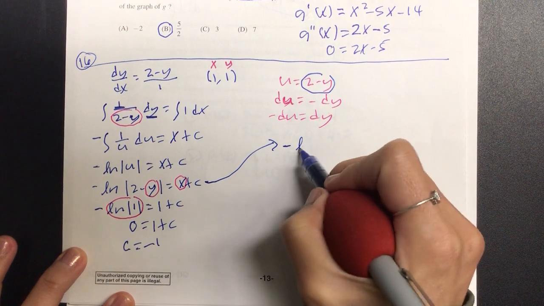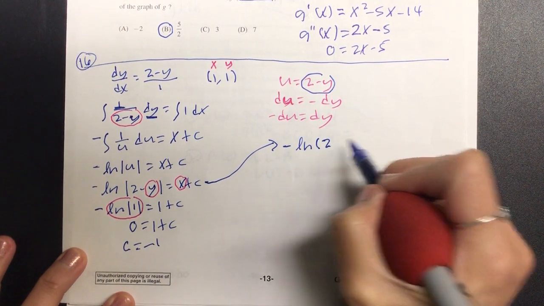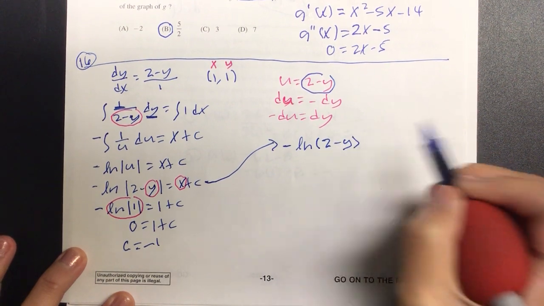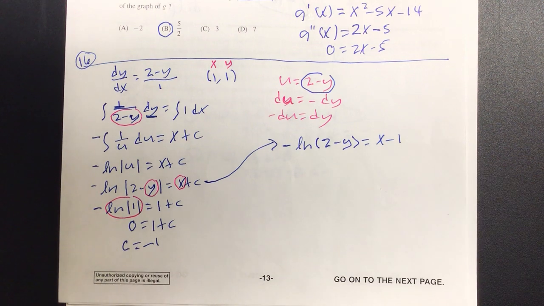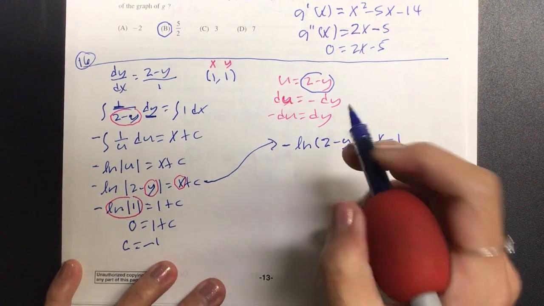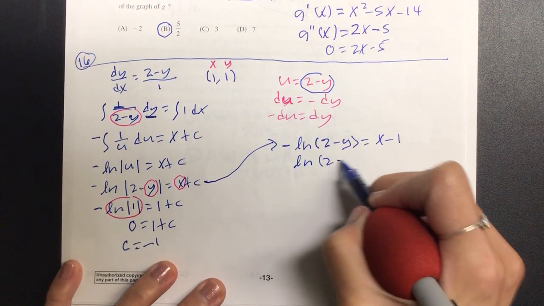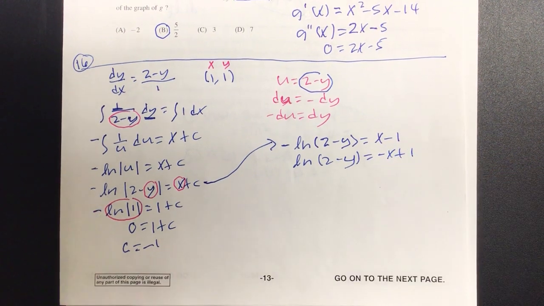We have negative of the natural log. Because I'm thinking ahead, I'm going to use parentheses because at some point natural log is going to go away. If you want to be safe and leave the absolute value, go for it. Okay, I want to get rid of the negative. So if I get rid of this negative, that's going to give me, everything's going to be opposite on the other side, minus x plus 1.